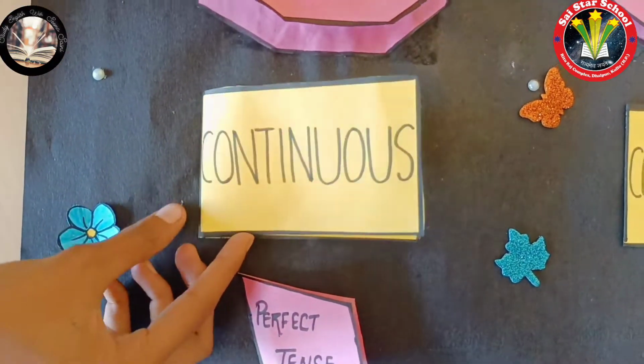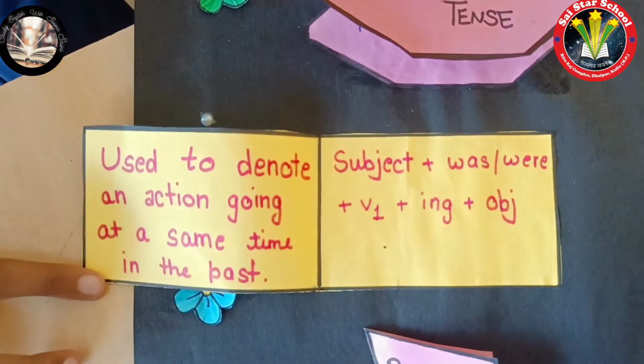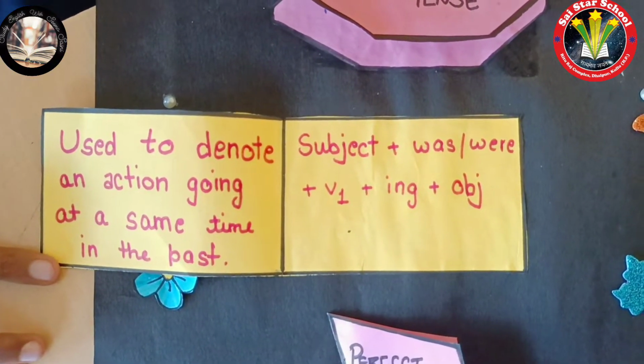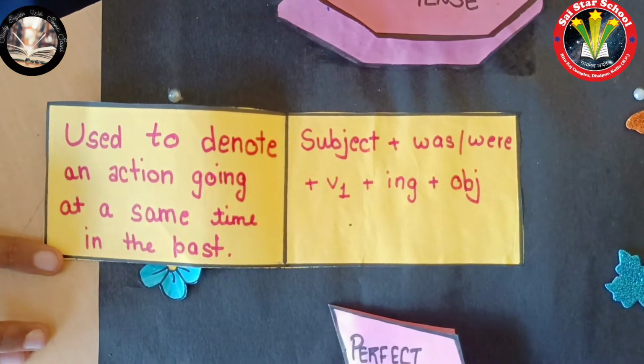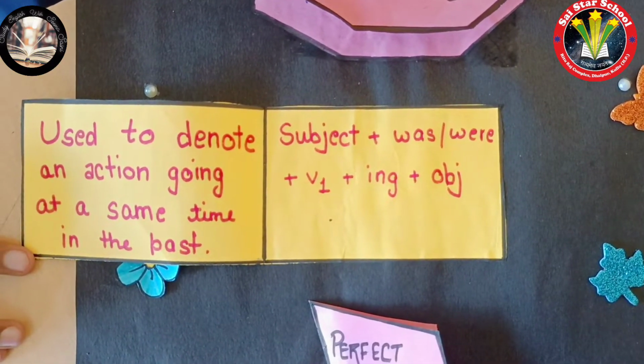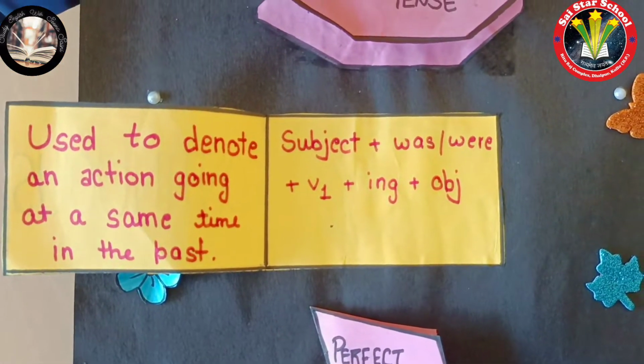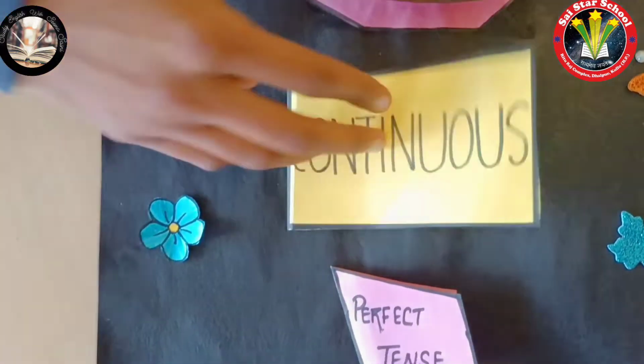Now let's see the past continuous tense. It is used to denote an action going on at a certain time in the past. The formula of past continuous tense is subject plus was/were plus verb 1 plus ing plus object, and the example of past continuous is: she was writing a letter.